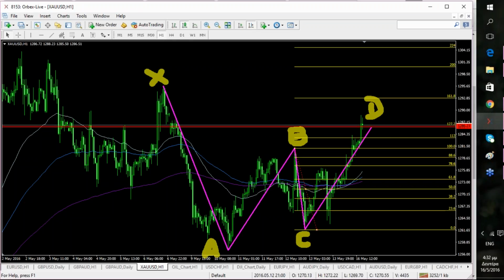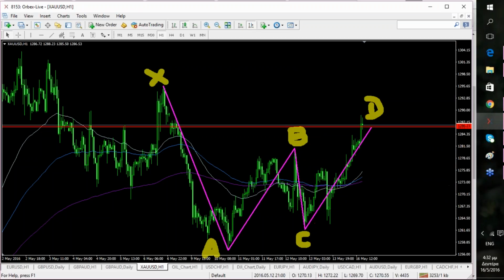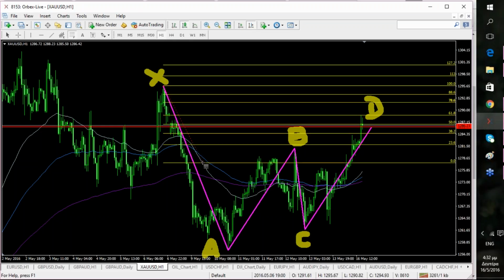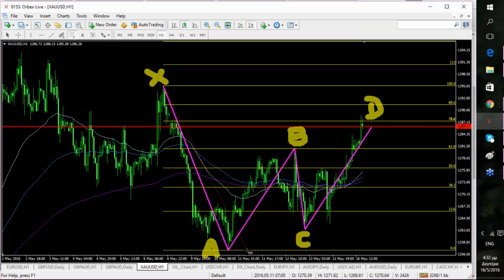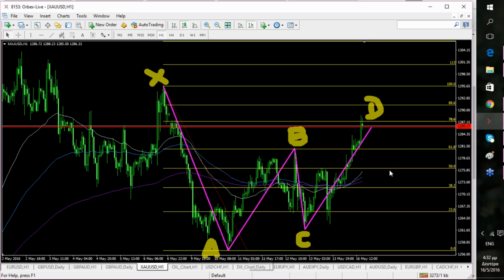Okay, now this is trading the ABCD. Now we use the W-like pattern, so we need to pull X to A as well in order for us to predict the D, and the D could be predicted at either 61.8 or 78.6 as an area. So I've got my 78.6 here, okay, and I put that as another possibility for D.